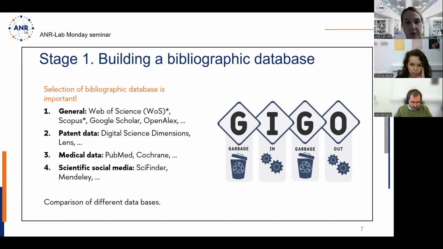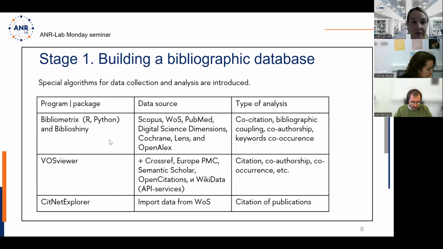Even though it was shown that these newly launched databases actually have a lot of benefits in usage, it is still shown that Web of Science and Scopus are kind of the gold standard if you make such an analysis. Of course, many special instruments are developed to analyze the data from these databases. But at the same time, here I also show some packages and programs which work with different data sources.